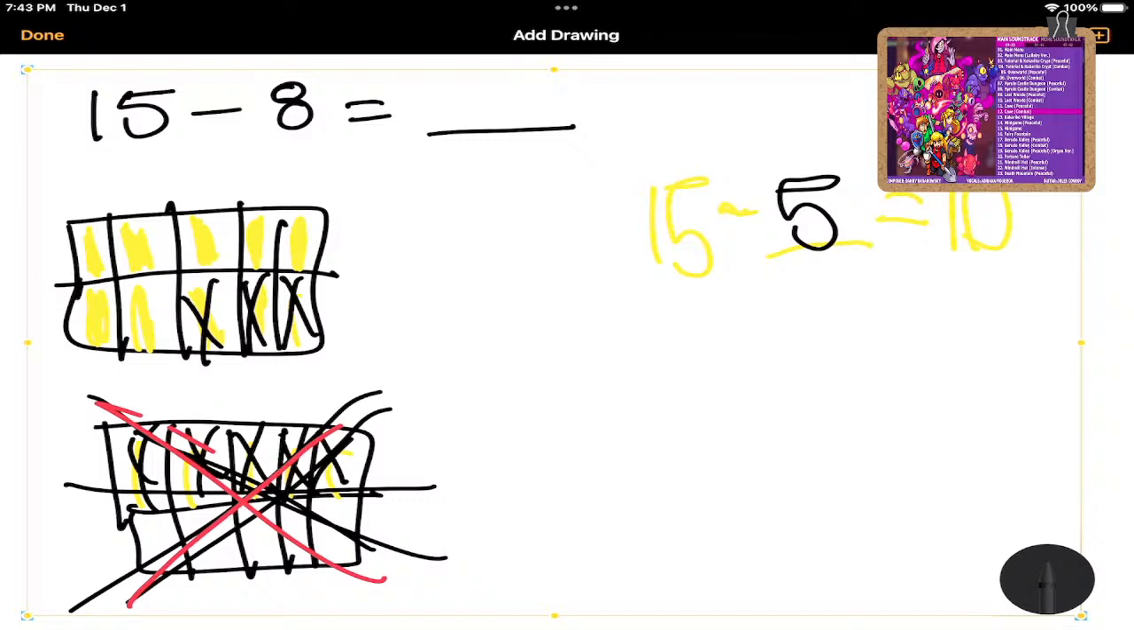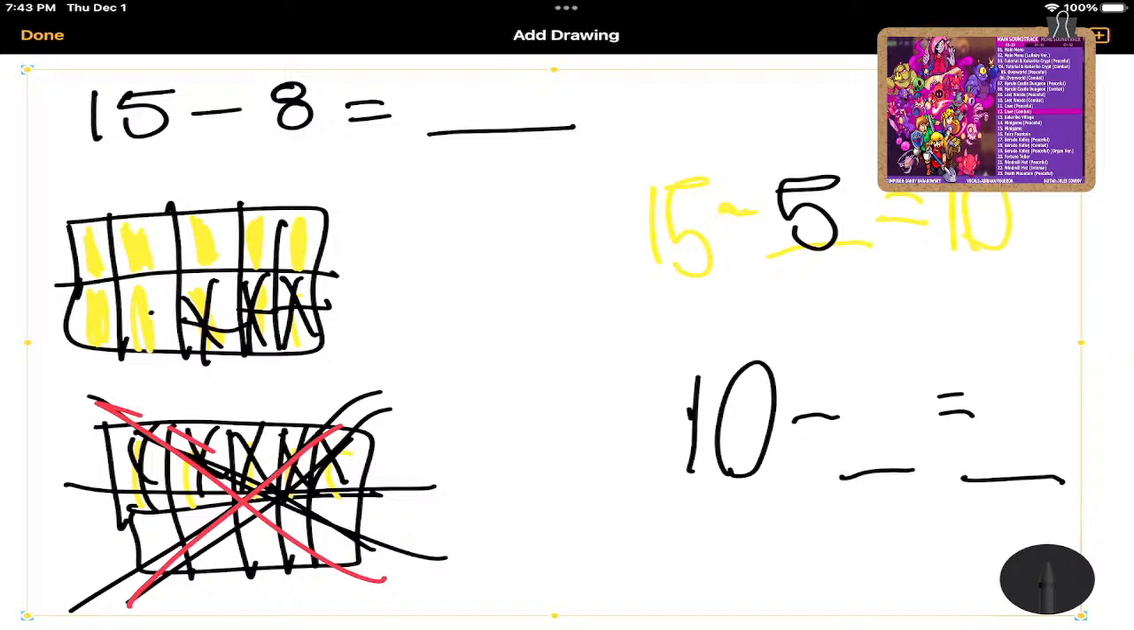Second equation is 10 minus blank equals blank. And the ones that I have crossed out here are 1, 2, 3. So I put 3 for this one. Okay. The answer is 1, 2, 3, 4, 5, 6, 7. So the answer is 7.